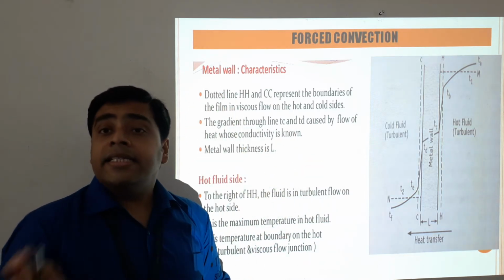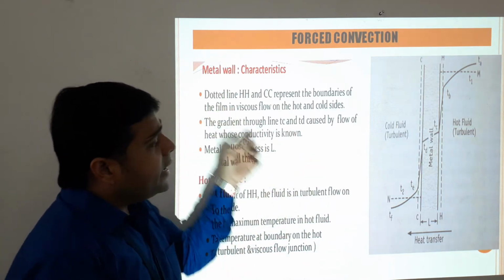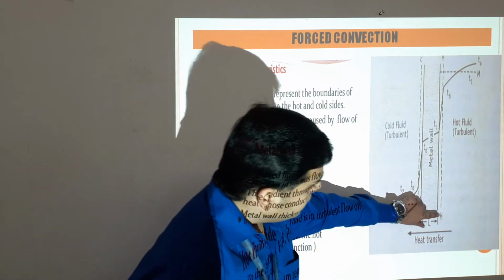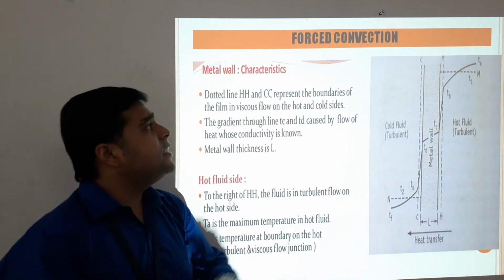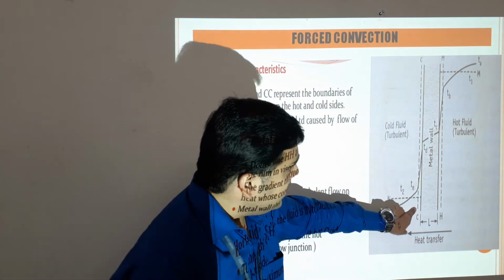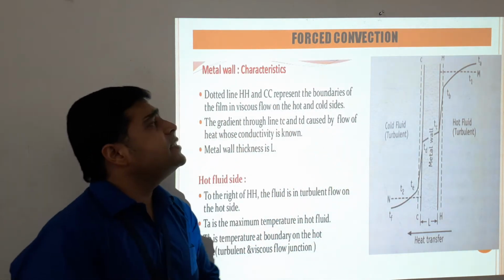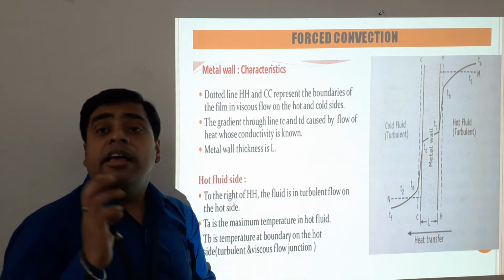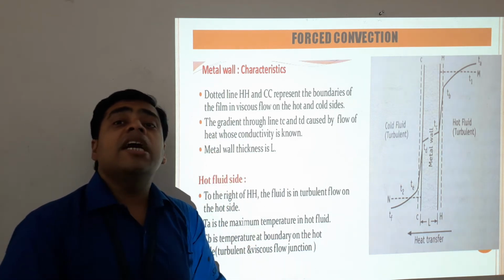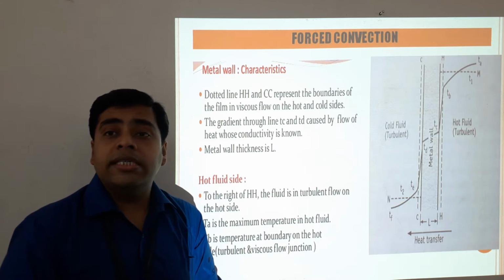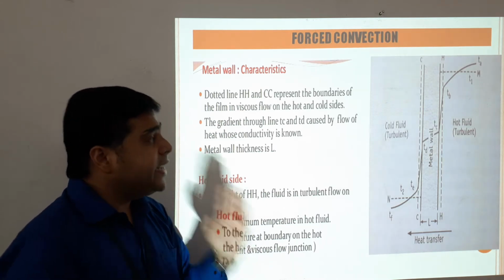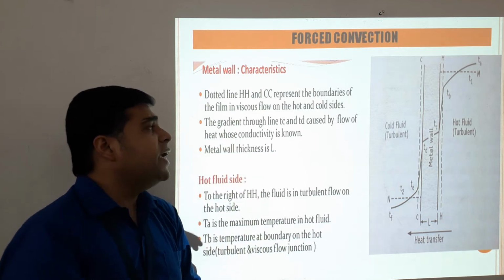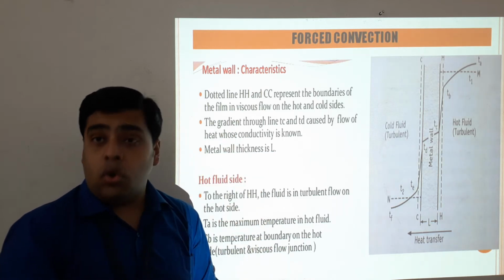Metal wall characteristics. The dotted line HH, yes, this is the dotted line H and H. What is the C and CC? Obviously, C and C represent the boundaries of the film in viscous flow of the hot and cold sides. The gradient through the line TC and TD is caused by the flow of heat whose conductivity is known.